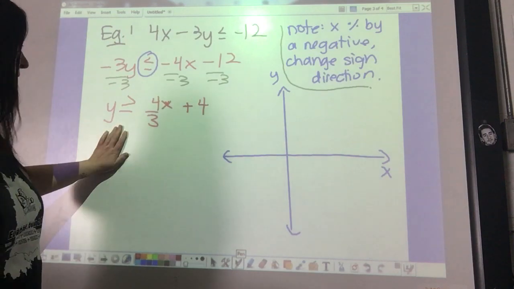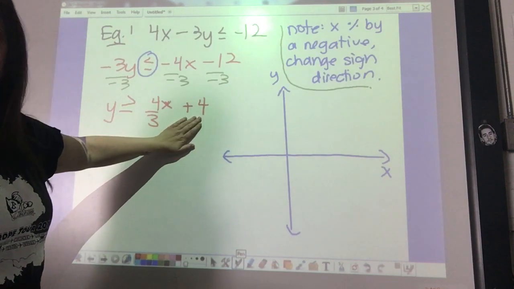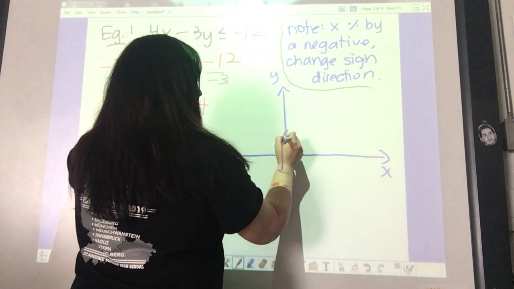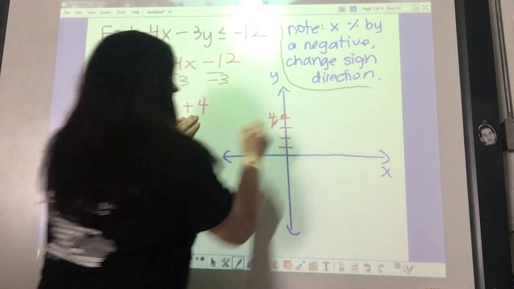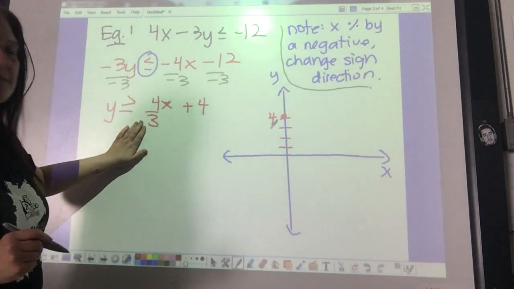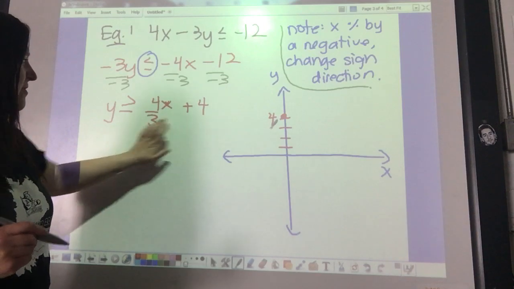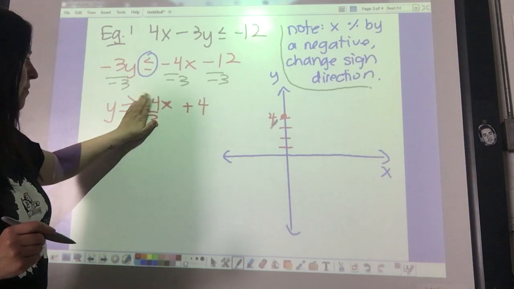We should know how to graph from grade 10 math. We start with the intercept. The intercept is at 4: 1, 2, 3, 4. So my first point is there at 4. Then I use the slope to get my second point. So from that point, slope is rise over run.